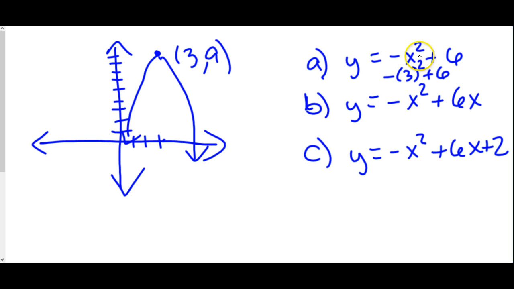We square first. 3 squared is 9. The negative out front will still be there though. Negative 9 plus 6 is negative 3. That one did not work. We're trying to get a positive 9 as our y-coordinate.